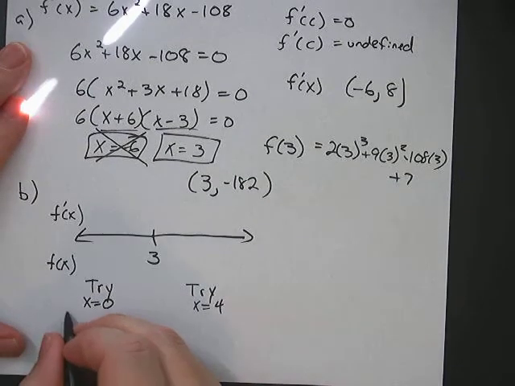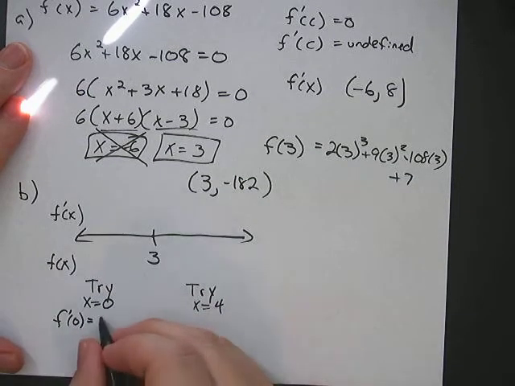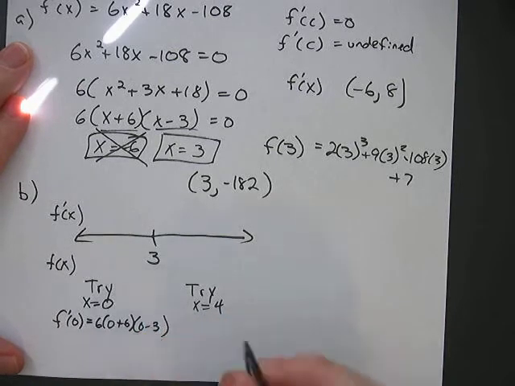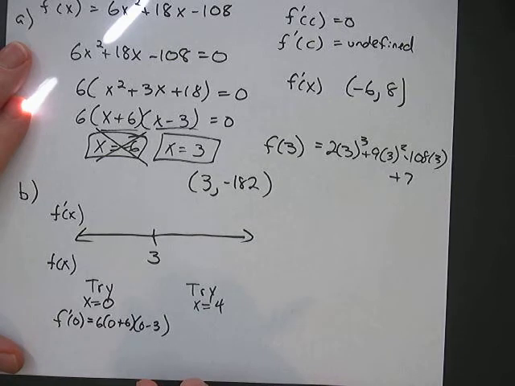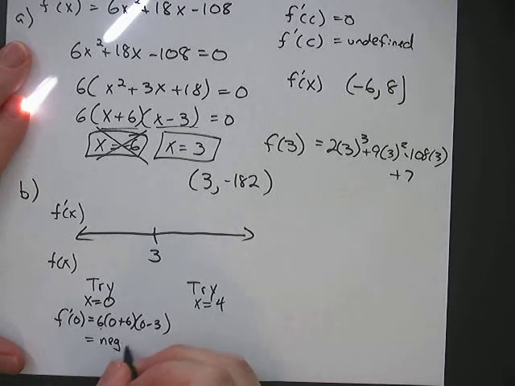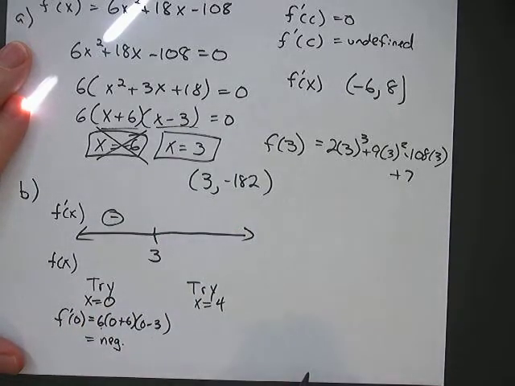Okay, so you plug in a 0, so f prime of 0 is equal to 6 times 0 plus 6 times 0 minus 3. You don't really care about the answer here. What you care about is if this is positive or negative. Okay, so we've got a positive, this is positive, and this is negative. So positive times a negative is a negative. Okay, so we know this is minus, that's a negative.